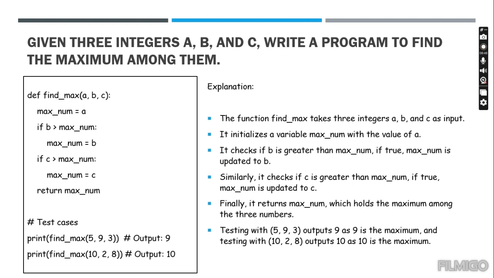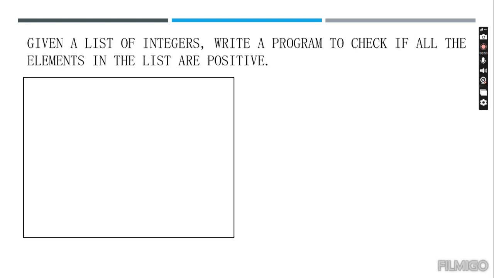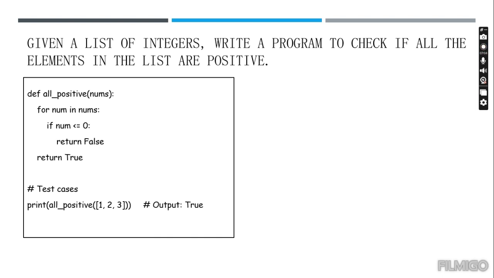3. Problem. Given a list of integers, write a program to check if all the elements in the list are positive. Solution. Python: def all_positive(nums): for num in nums: if num <= 0: return False, return True. Test cases: print(all_positive([1, 2, 3])). Output: True. print(all_positive([-1, 2, 3])). Output: False.